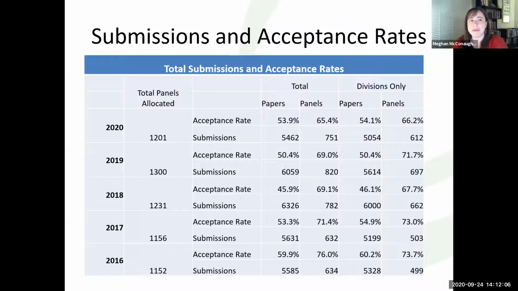Okay, as many people suspect, the panel acceptance rate is slightly higher than the paper acceptance rate, but that varies a little bit by year, but I think that covers it.